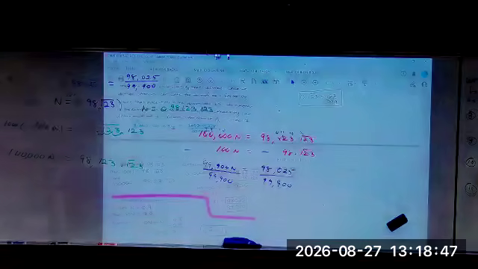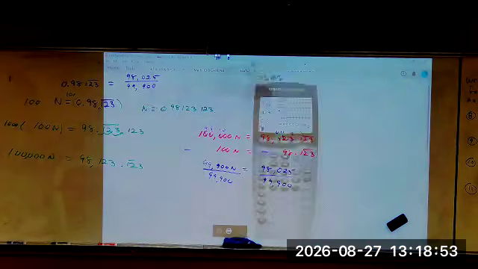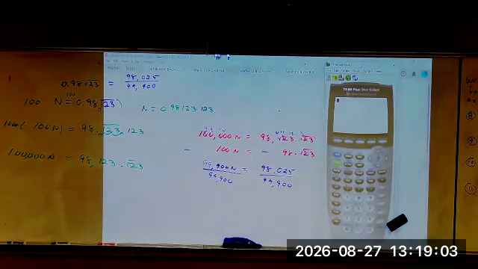And I can check my answer if I just calculate it. It should give 0.98123 repeating.